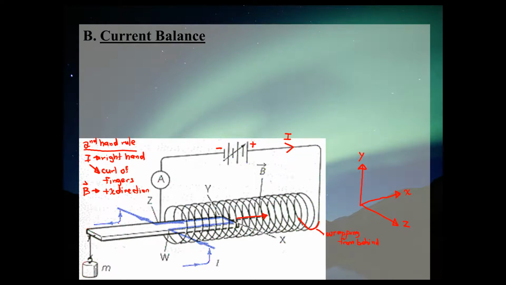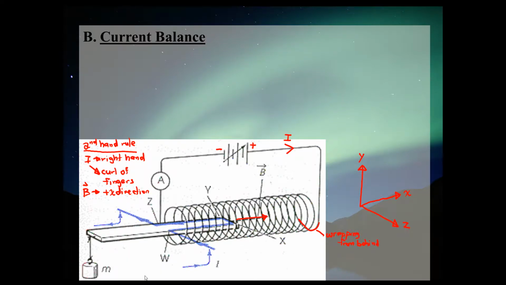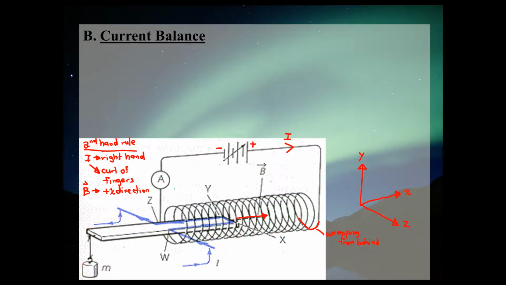Now, let's look at this board. On this board, there's this little section that's colored blue, so I'm going to highlight this here. This is some kind of separate wire. It's not a wire that's connected to the solenoid. It's a wire that's connected to some kind of battery that has a current of I going through it. And this wire lines the outer perimeter of the board.